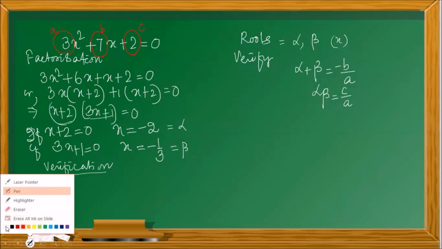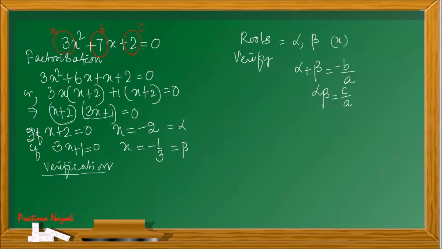So now I'm verifying, okay? First I'm verifying by taking the sum of the roots. Sum of the roots is how much? Minus 2 plus minus 1 by 3. How much is the result? It will be minus 7 by 3, minus 3 into minus 2 is minus 6, minus 1. That will be minus 7 by 3.